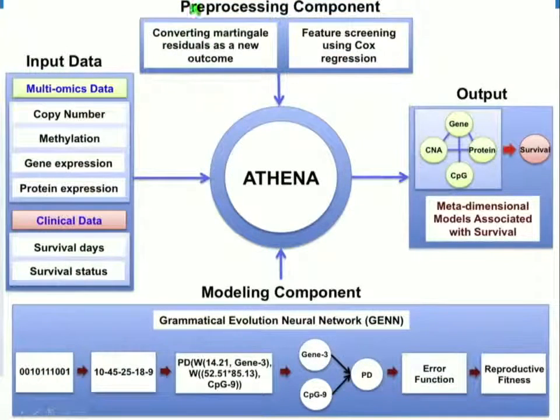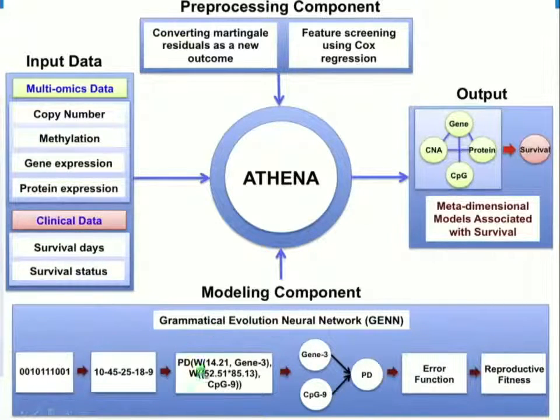So we did a pre-processing step to allow us to do the survival analysis. I won't go into the details, it's in the paper. The input data that was available was copy number, methylation, gene expression, and protein expression. We had 2 different outcomes, both survival days, which we did the kind of survival analysis, and then survival status, which was just a yes or no. Did they survive out to a certain time point? So a case-control type outcome.